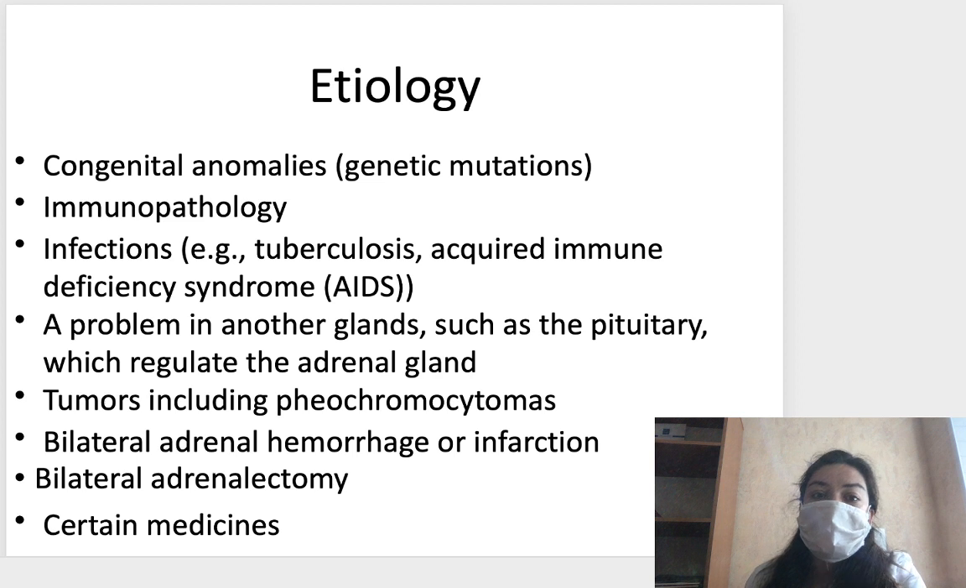Okay, what about etiology? As we said in risk factors, it is congenital abnormalities like predisposition. It is different immunopathology. It is infections like tuberculosis and acquired immune deficiency syndrome. It is a problem in another gland, such as the pituitary, which regulates the adrenal gland. Tumors, including pheochromocytomas, bilateral adrenal hemorrhage or infarction, bilateral adrenalectomy. Certain medicines.